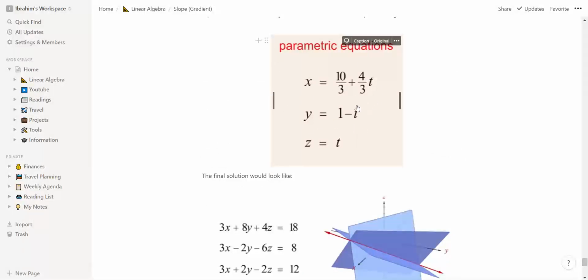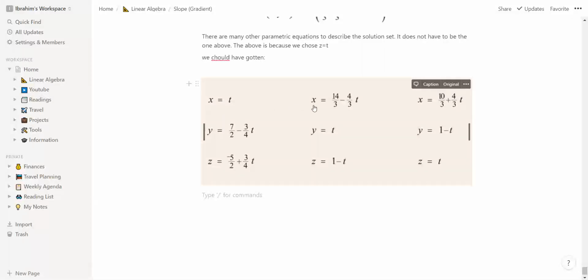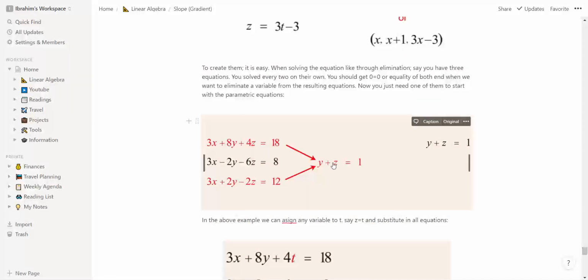Now, the parametric equations are not necessarily the same throughout. In this case, it's just because we chose z equals t. If we chose x equals t or y equals t, we'll get a different set of parametric equations, but they will all serve the same solution set. Okay, so let's see why these equations, when eliminating, yield the same results in the next video.